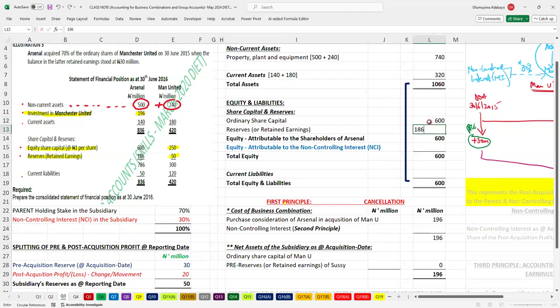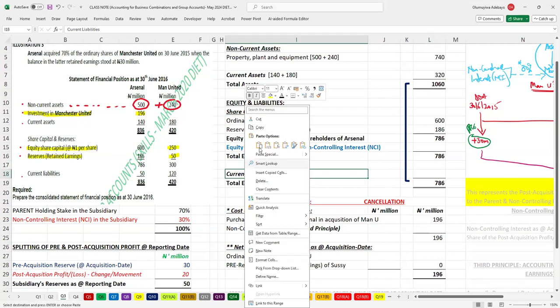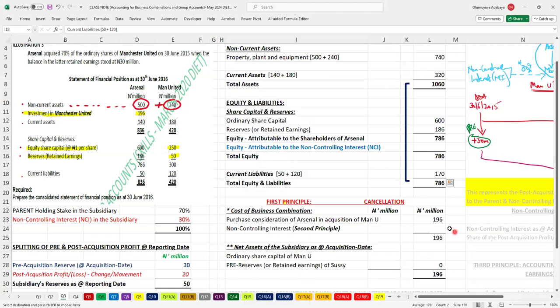600 and 186. Okay, we are coming down. Now, current liability, we consolidate 50 and 120. And when we consolidate 50 and 120, that gives us 170.